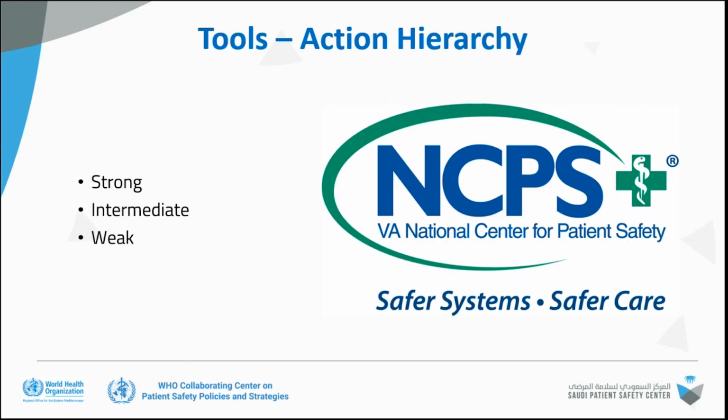One of the most famous tools that is being used in the RCA investigation is the action hierarchy by the National Center for Patient Safety and Veterans Affairs. It divides the action strength into 3 categories, which are strong, intermediate, and weak. Can somebody write in the chat, depending on what do you think the action is, strong, intermediate, or weak?